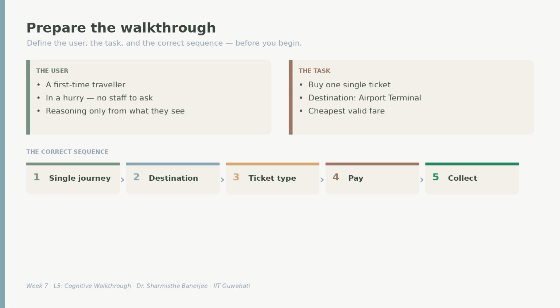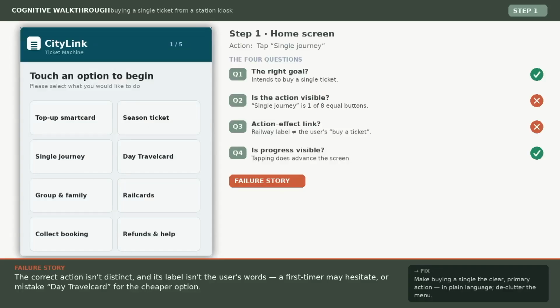Now we walk each step. Step 1. The home screen. The user wants to buy one ticket. Question 1. The right goal. Yes, they intend to buy a single. But question 2. Is the action visible? Here it breaks down. Single journey is just one of 8 identical buttons.